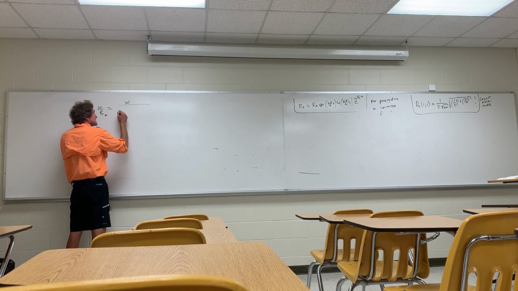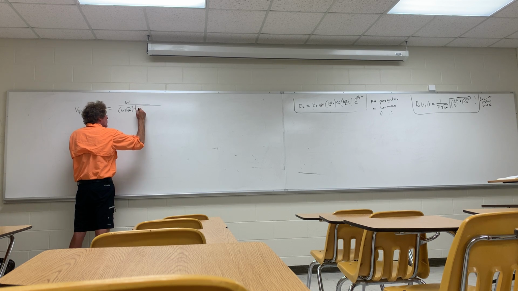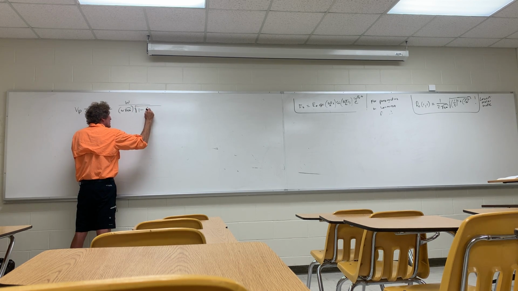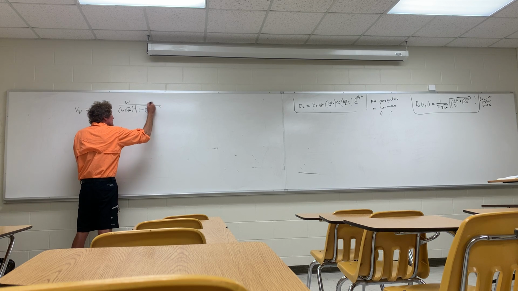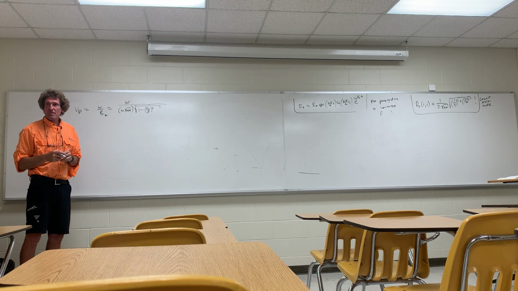And remember, beta z, I did this on purpose. I said, well, beta z can be represented as just beta unguided, or as omega times square root of mu epsilon, times the square root of 1 minus fc over f squared. Do you remember I put that down for you? I put what beta z was, and I couldn't find it in one more book.